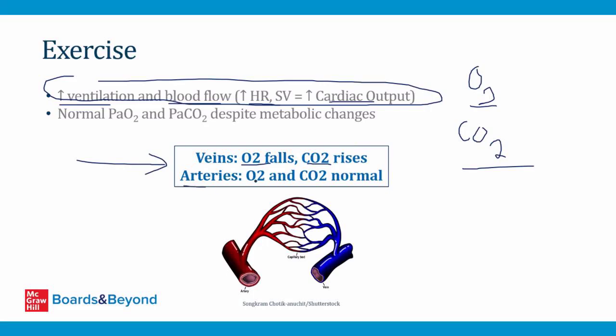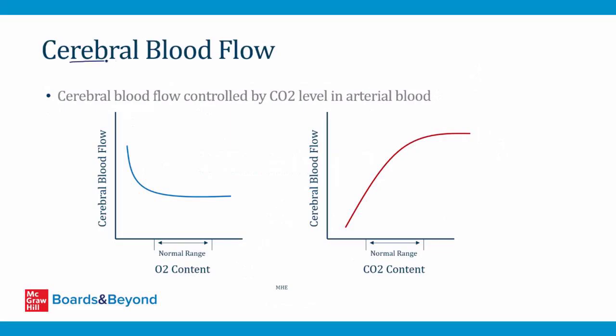But in the arteries, oxygen levels and carbon dioxide remain normal as long as the person is able to increase their ventilatory rate and blood flow normally. Okay, now let's talk about cerebral blood flow, meaning blood flow to the brain. It's super high yield to know that cerebral blood flow is controlled by the carbon dioxide level in arterial blood. To understand this, let's look at these two graphs on the screen.